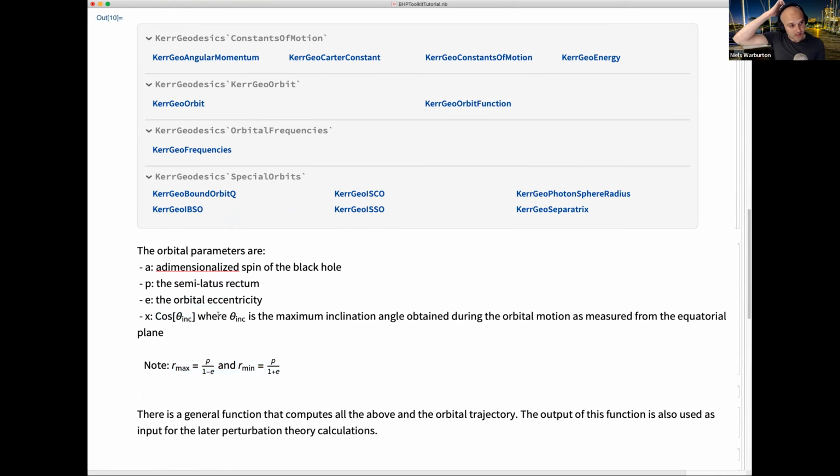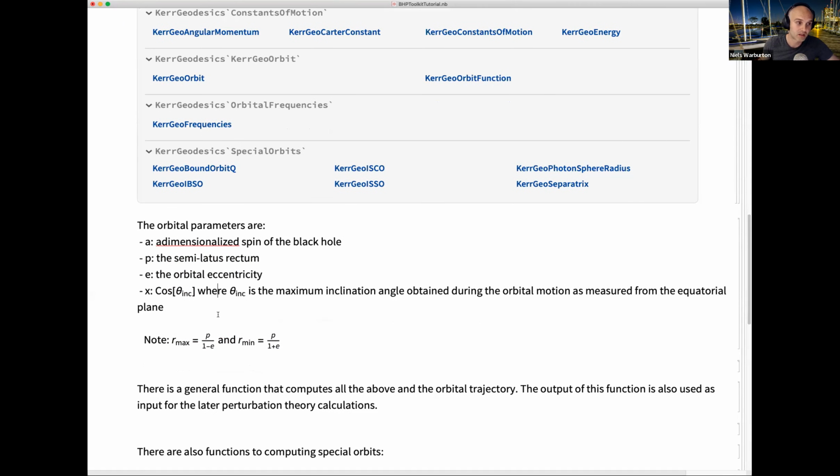Now, if you've ever looked at the literature on this topic, you'll know that there are actually many different definitions of inclination angles. This one is worth watching out for. There's one called iota, which is related easily to the Carter constant. Some people use theta_min, some people use theta_inc, and here we use the cosine of theta_inc. So it's worth noting, if you're comparing to other calculations that are out there, to make sure that when you say the inclination angle, you're talking about the same measure of the angle. This is what we use here.